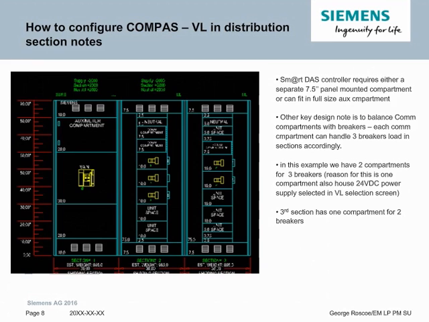In this example, we have 2 compartments for 3 breakers, because one of these compartments also houses a 24-volt power supply, and the other one holds the other 2 Modbus controllers. And in the third section, since we already have 1 power supply for 7 breakers, that aux compartment has the COM modules and then the lights and switches for those 2 breakers.